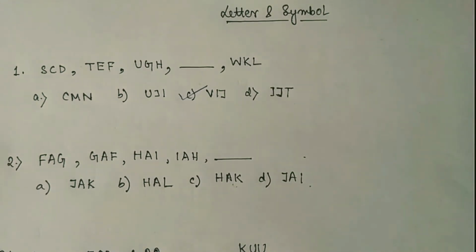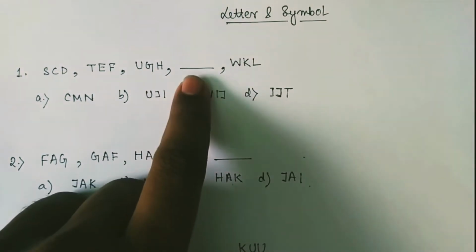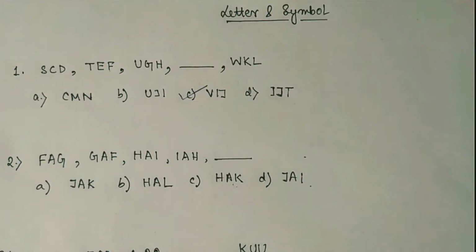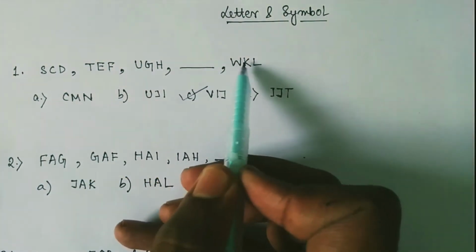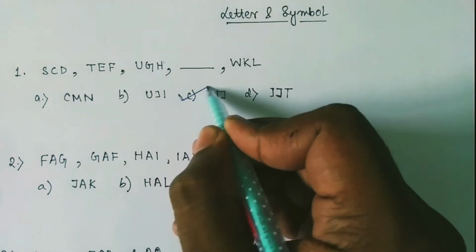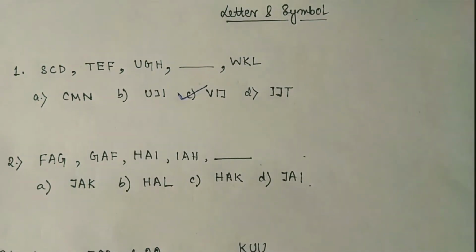Because there are two alphabetical series here, right? The first series is the first letters only: S, T, U, V, W, right? So here V is missing, so V will be there. And the second series involves the remaining letters: CD, EF, GH, so IJ will be there, KL, right? So that is why VIJ is there. Understood? So let's move on to the second question.